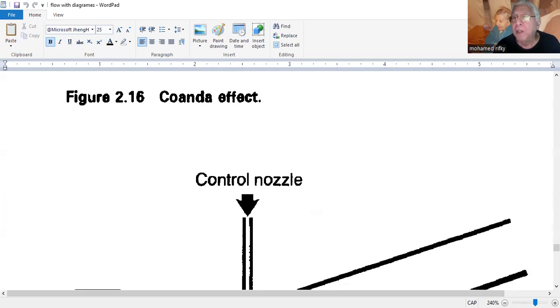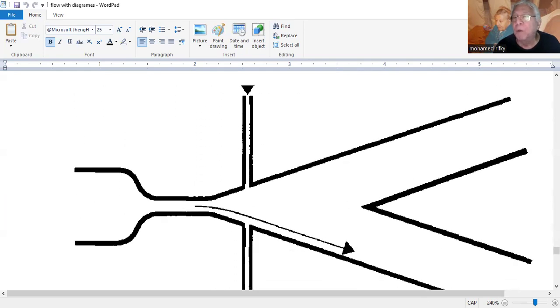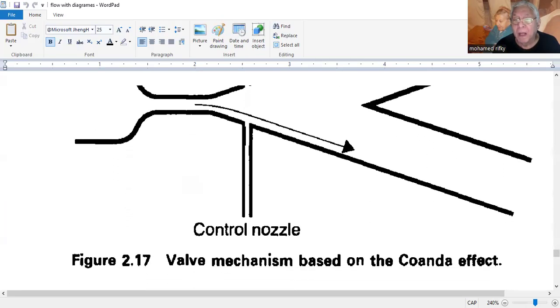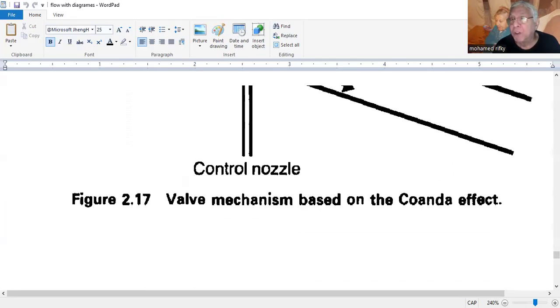Now, we can use this Coanda effect in what we call fluid logic, where we can make a flow go through this part. This can guide the flow from one side to the other side, making a valve mechanism. You see, so we can utilize it in ventilators and safety valves. This is a hint about the questions you may face during the examination regarding flow.